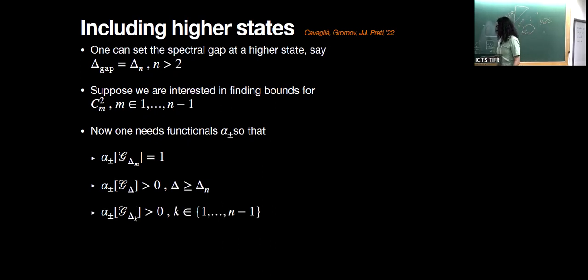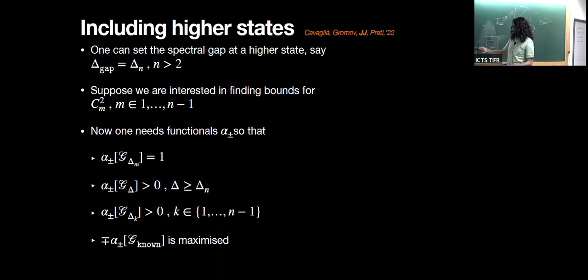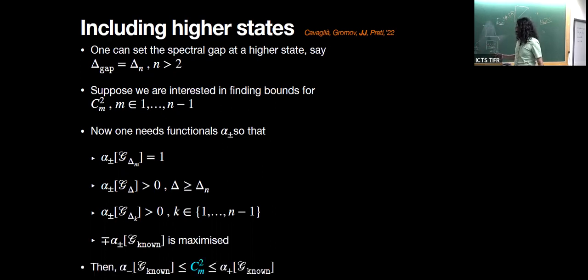The only extra thing which we impose is that at the particular states which we know, we want the functional to be above 0. We let it be negative between the states, but at those states we want it to be greater than 0. And then we maximize it on the known part. And this actually is quite useful. So then again we get the same kind of bounds.